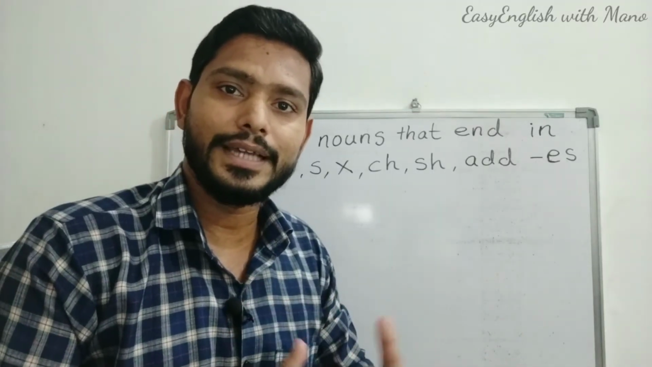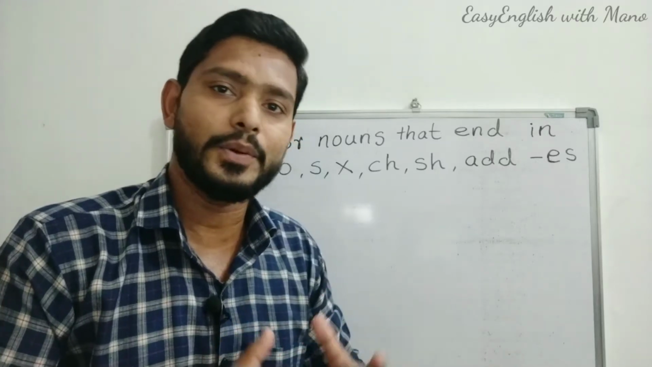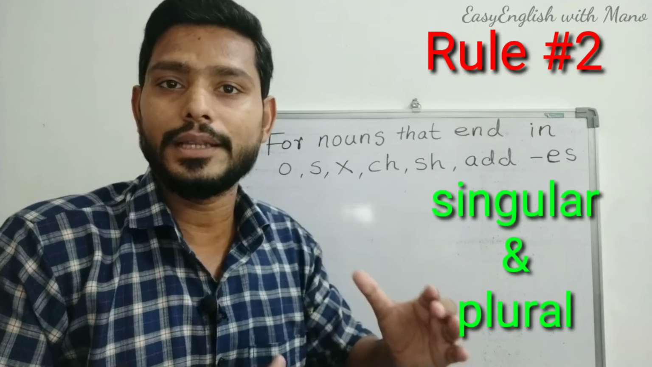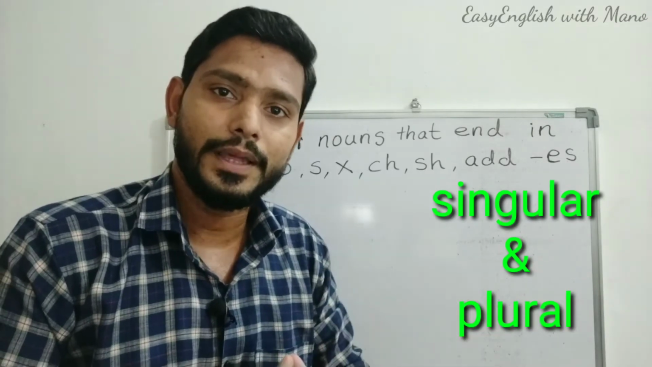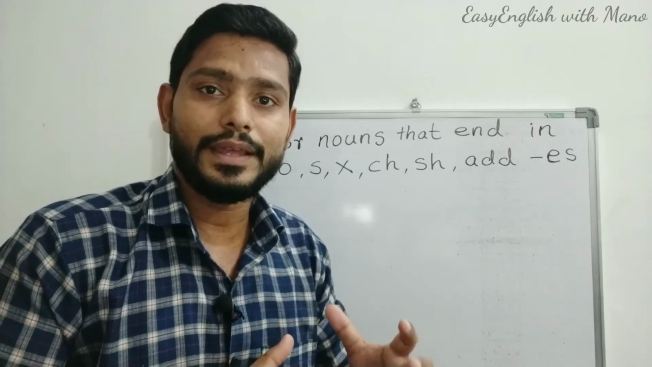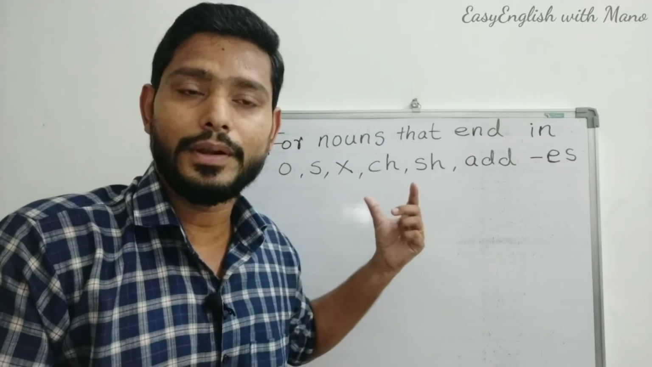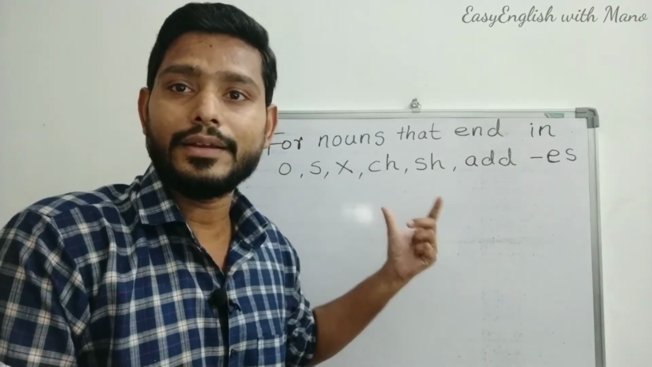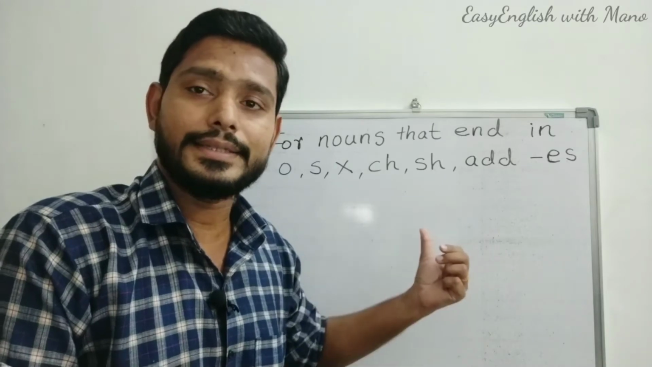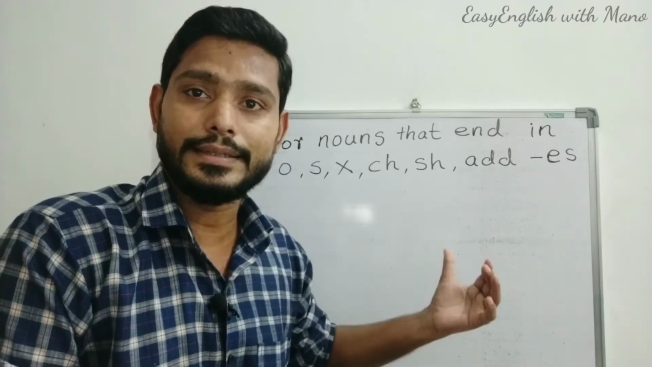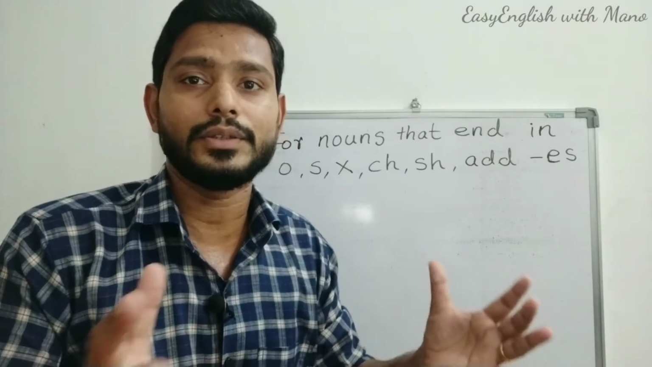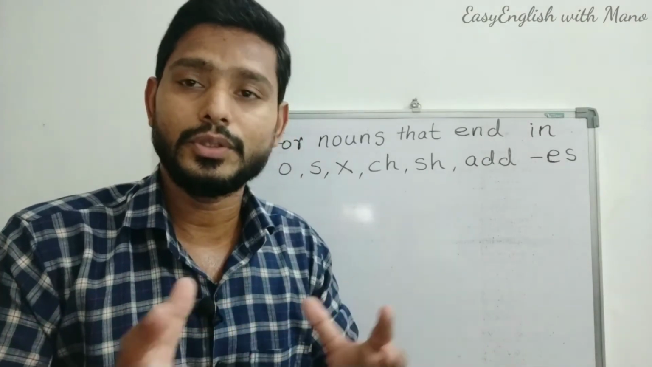My name is Manoj and today in this video I am going to share with you the second rule, that is how a singular noun can be changed to plural by learning a basic rule that I have already written here on the board. You can just have a look at it. For nouns that end in O, S, X, CH, SH, we need to add just ES to make those particular nouns plural. Okay.